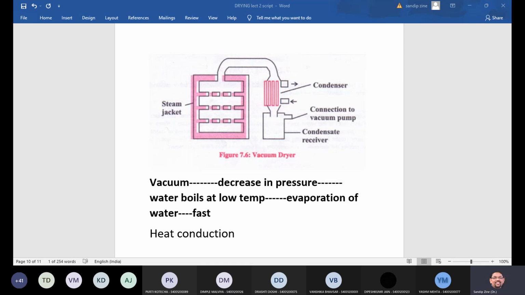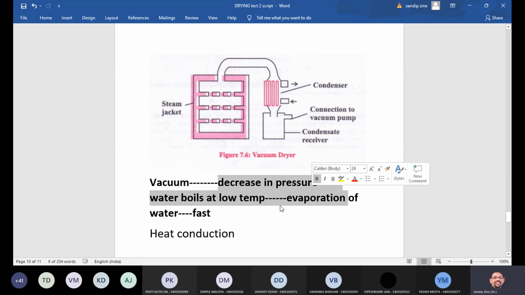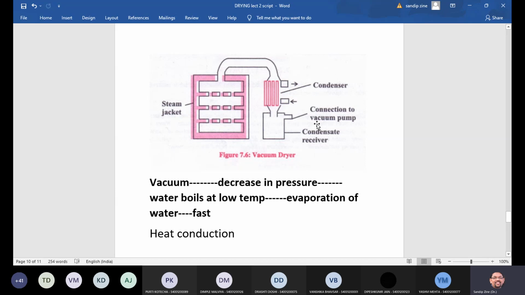So exactly the major key point in this vacuum dryer is the creation of vacuum, isn't it? Whatever point we have seen over here, vacuum is applied, pressure gets decreased, and water gets boiled at a low temperature, and the evaporation rate will become fast, and we can collect the material very easily in this vacuum dryer. So in advantages, we can always quote that material handling is very easy. Then hollow shells, which are electrically heated, can be used.